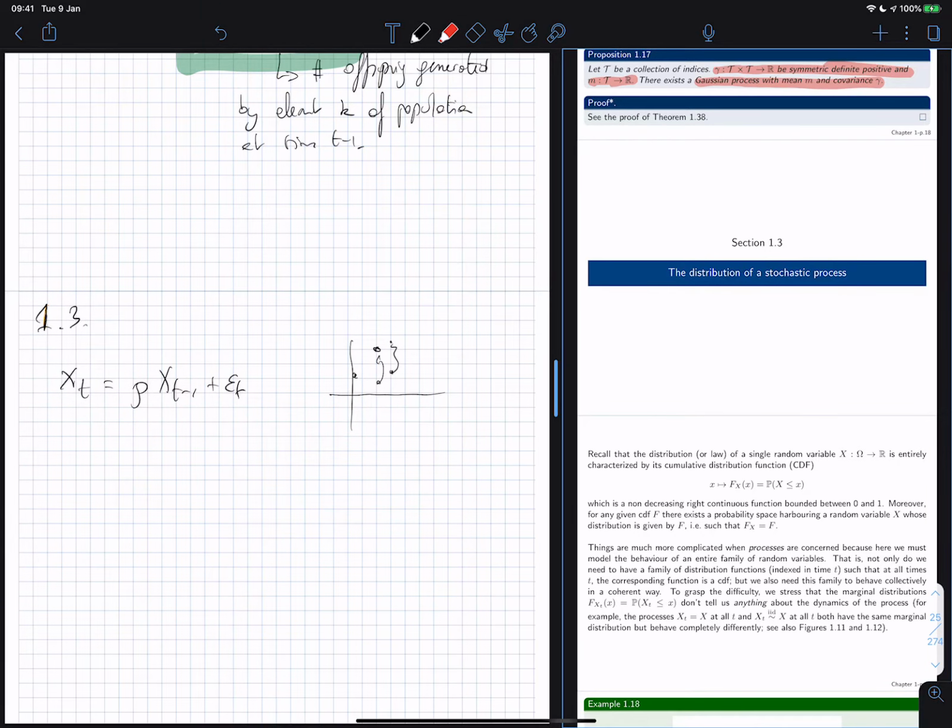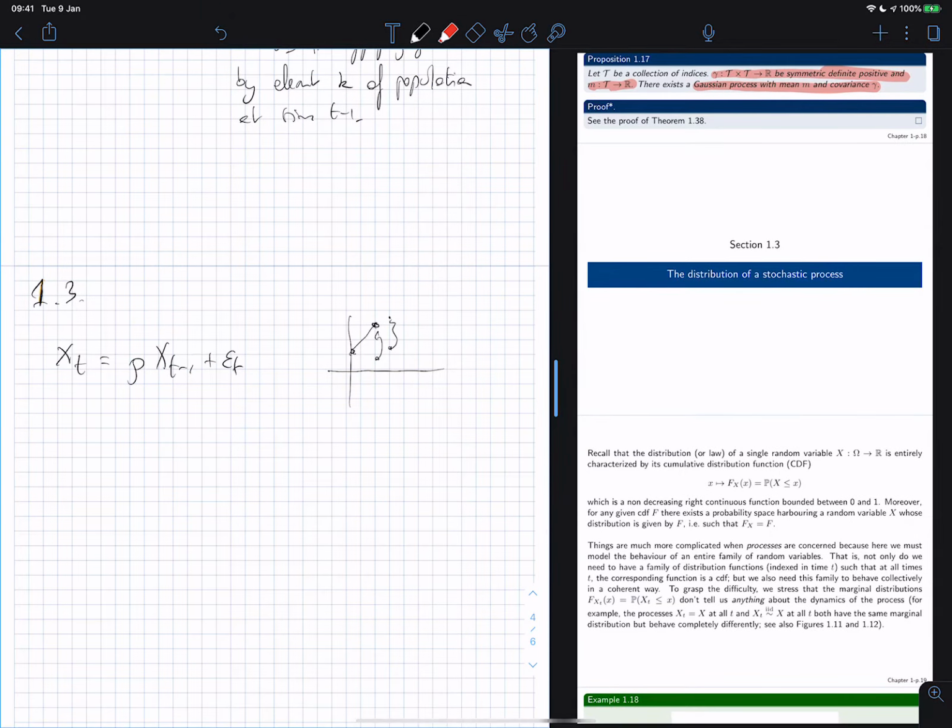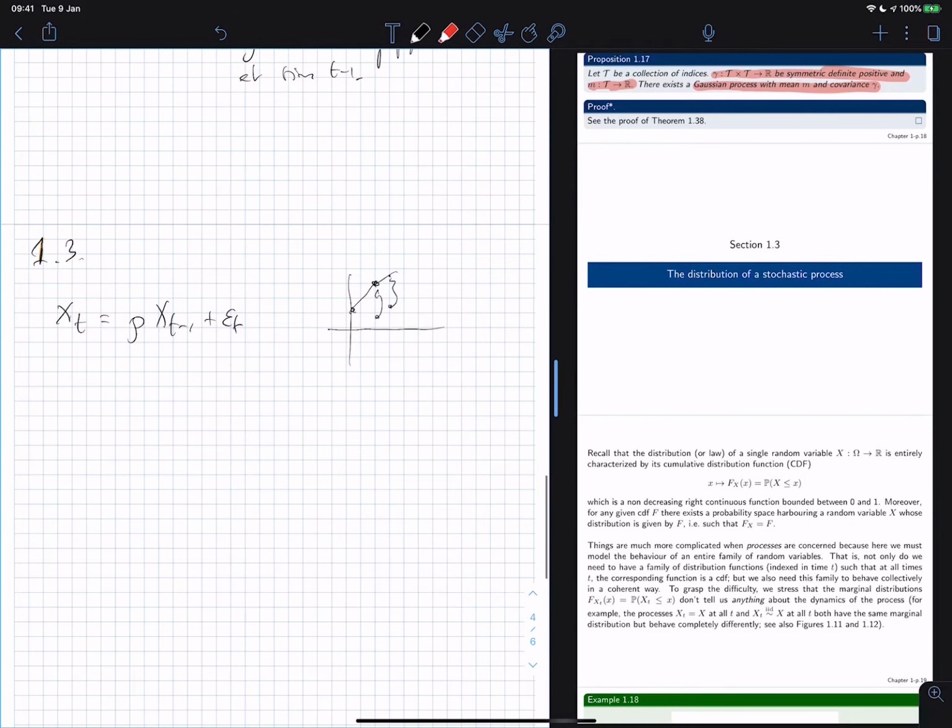Well, is that process always defined? Let's have a look at an example. Let's say I want Xt to be twice Xt minus 1 plus some noise. Okay, well, if that is possible, then it also has to be possible at level Xt minus 1. So Xt minus 1 would be twice Xt minus 2 plus some noise at time t minus 1.